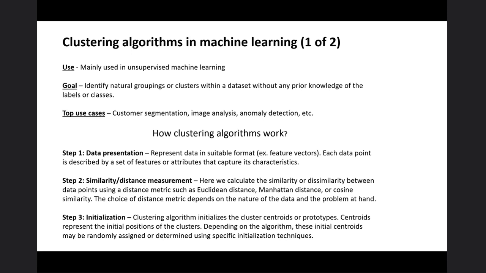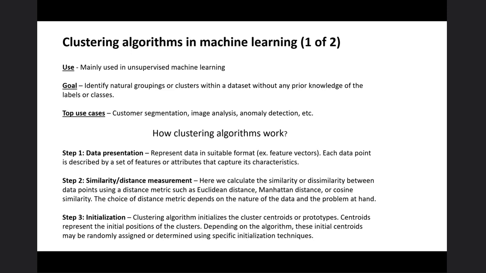Second step, once you have already represented the data, is to calculate the similarity or dissimilarity between the data points using a distance metric, for example, Euclidean distance, Manhattan distance, or cosine similarity. These are some of the methods through which you can do the distance measurement. The choice of distance metric depends first on the nature of the data, and then on what type of problem you are solving. So we have different data, and we try to find the similarity or dissimilarity between each of these data points.